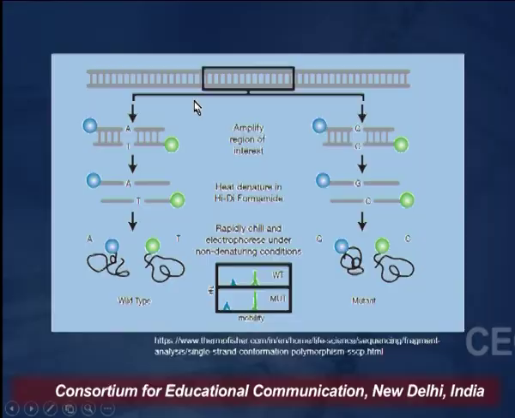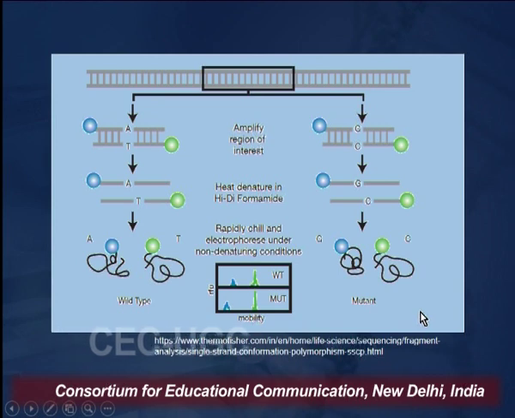So, this pictorial representation depicts basically the SSCP method that I have explained. For example, this is the DNA and this is the gene of interest we are talking about. This gene of interest we will amplify, and we are looking at two different cases, one with a mutation and one without, so two different sequences of the gene.